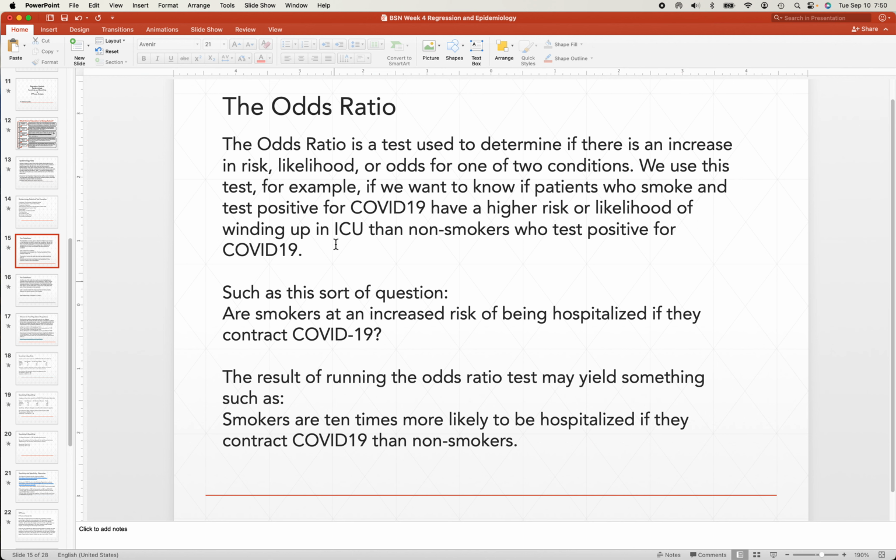So the odds ratio is an interesting simple test that we often see in epidemiology. And this is to see if there's an increase in the risk or likelihood or odds of one of two conditions. We use this, for example, if we want to know if patients who smoke and test positive for COVID 19 have a higher risk or likelihood of winding up in the ICU than non smokers who test positive for COVID 19. So, again, when you think in terms of words like risk, likelihood, even the word prevention, which, by the way, is very difficult to measure.